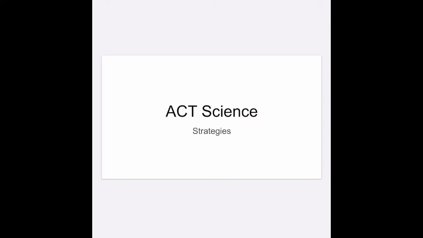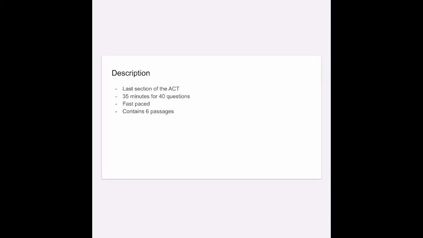So, as you know, science is the last section of the ACT and it is 35 minutes long for 40 questions. Just like every section of the ACT, it is fast-paced, and you have to keep moving and manage your time well in order to get a high score. In order to manage your time well, you need to know how long to spend on each set of questions.